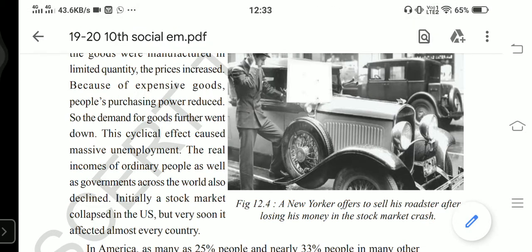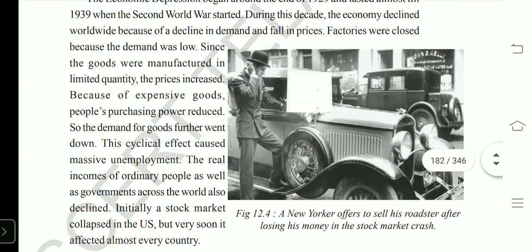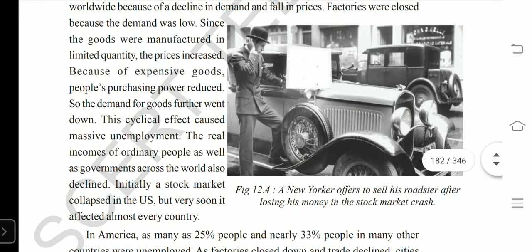Just similar to the condition of the present COVID-19. COVID-19 has taken the jobs of some millions of people throughout the world. So during this 1929 to 1939 period also it happened in the same way. Many people were unemployed. Then the real incomes of ordinary people as well as the government also decreased. The government was not able to pay wages and salaries to the workers and government employees. Many of the industries were not able to pay wages to industrial workers. Those were shut down, so throughout the world there was decline.